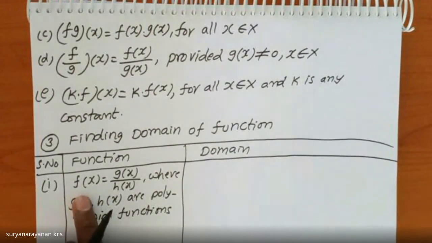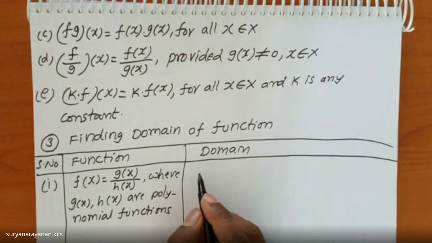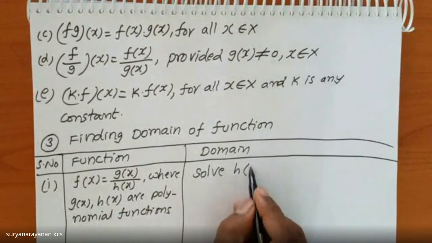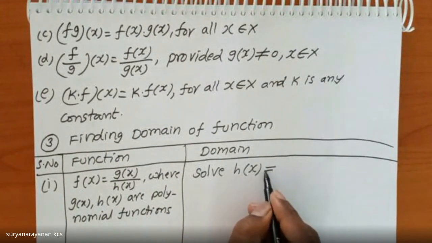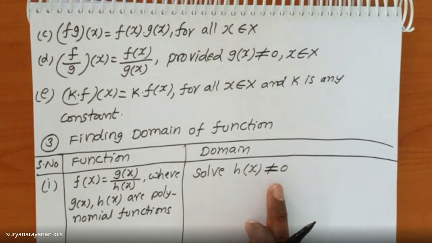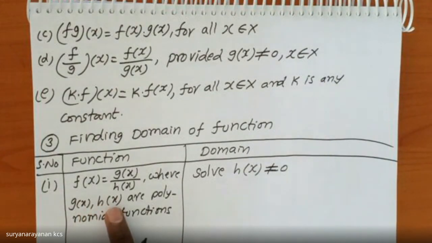domain of this function f, we have to solve h of x is not equal to 0. We have to write this in equation and solve this inequation. Then the values of x which satisfy this inequation are said to be the domain of the function. I will tell you by examples also later.